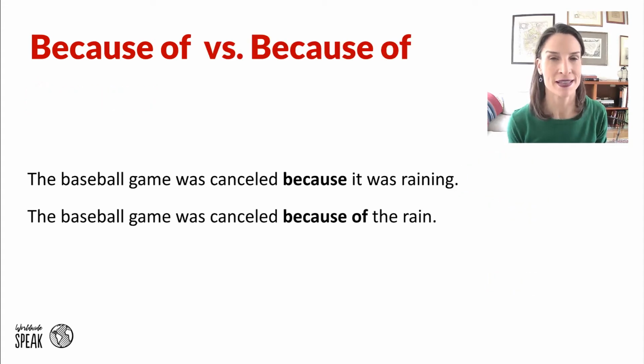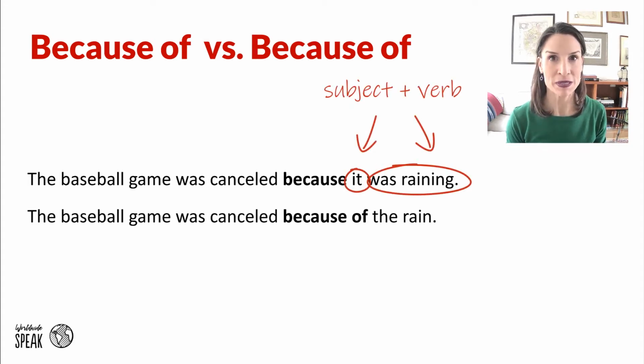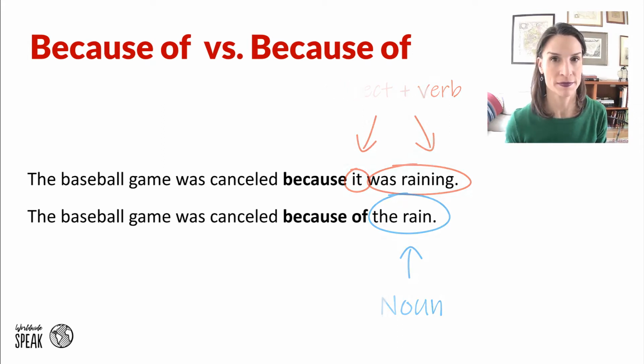So here's the difference, and this is what gets confusing for many students. We have the baseball game was canceled because it was raining, subject, verb. The baseball game was canceled because of the rain. Noun. No subject and verb. So these two have the same meaning. The difference is just the grammar of what follows. What follows because is a subject and verb. What follows because of is just the noun.